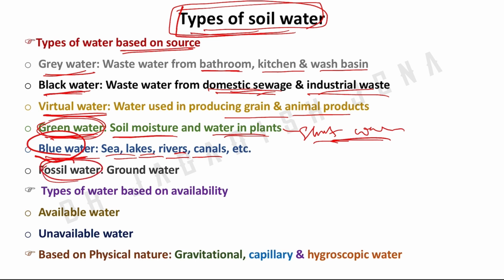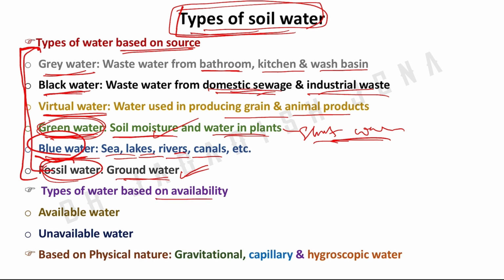Another one is fossil water. Fossil water means ground water. Whatever water is in the ground is called ground water. What is the difference between ground water and soil water? Soil moisture is almost available to the plant, but ground water is present in the water table, in the deeper layer of the soil, and that water is not available. That may become available after some time due to capillary fringe. We will talk about it later. These are the water types based on the source.